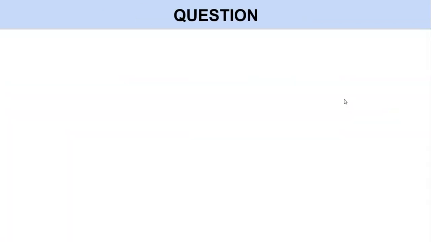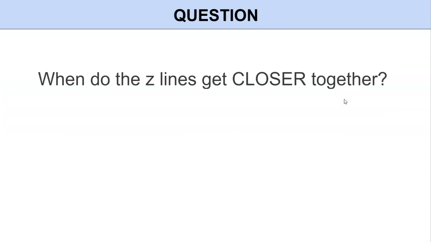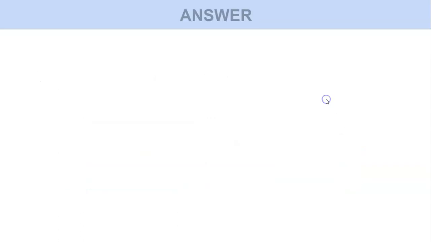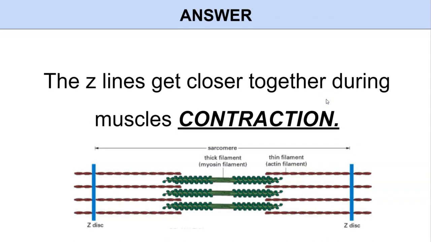Now let's see if we're understanding what's happening here. When do the Z lines get closer together? Answer: the Z lines get closer together during muscle contraction. And why? Because of the sliding filament theory. These myosin heads, these little green dots on the myosin, reach up, grab the thin filaments called actin, bring them closer to the middle. That results in these Z lines getting closer together.